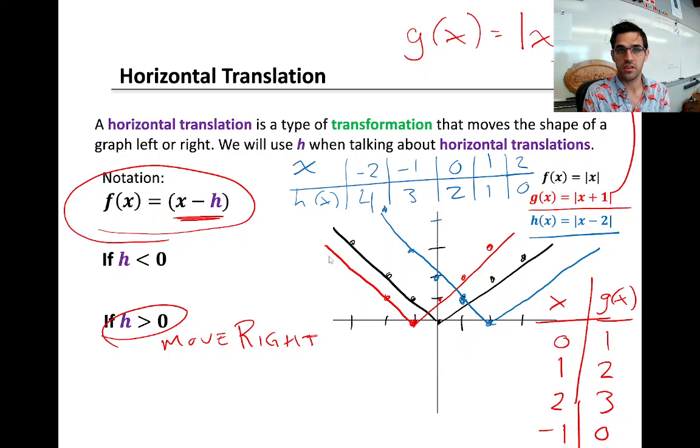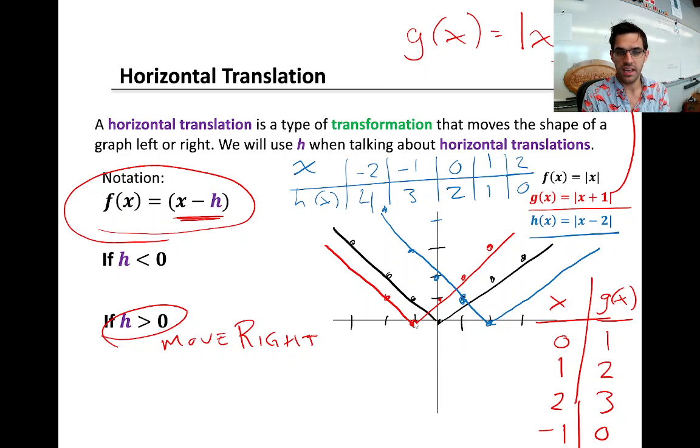Let's understand this by looking back at our parent function for absolute value. We say f of x is the absolute value of x, and we can graph it on this black line. If we plug in 0 as our input, the absolute value of 0 is 0, so 0 is also the output; 0, 0 is on the graph. If we use 1 as an input, the absolute value of 1 is 1. If we use 2, we get 2, and if we plug in 3, we get 3 as an output. So we get this line right here.